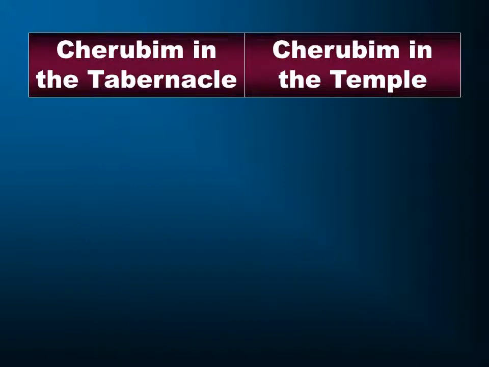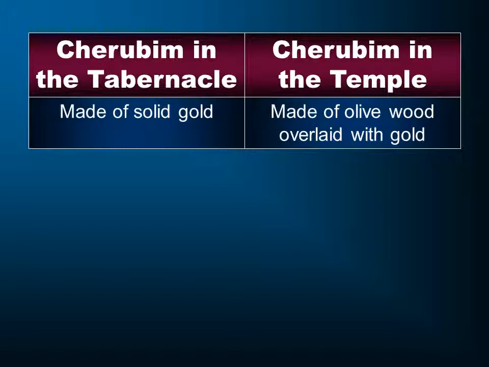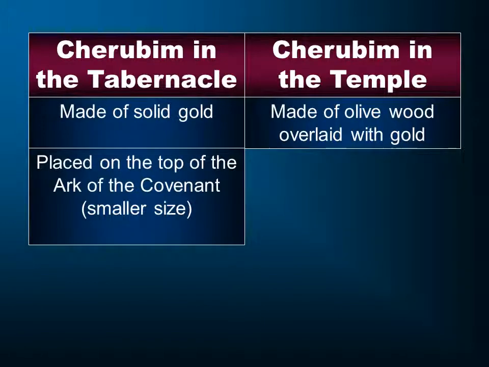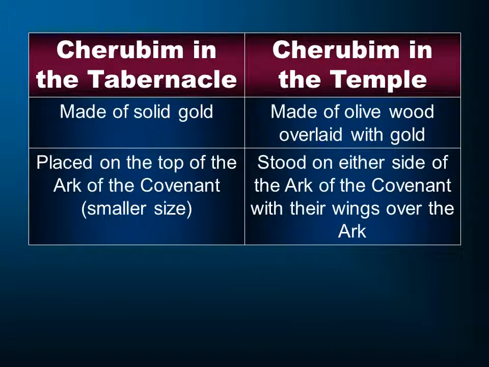Now the cherubim in the tabernacle had been made of solid gold. These cherubim in the temple are made of olive wood. They are overlaid with gold because they're much bigger. The cherubim in the tabernacle were placed on top of the Ark of the Covenant. They're smaller in size. Those cherubim are still there because the Ark of the Covenant is still there. But these cherubim stand on either side of the Ark of the Covenant with their wings over the Ark, their wings filling the entire area.